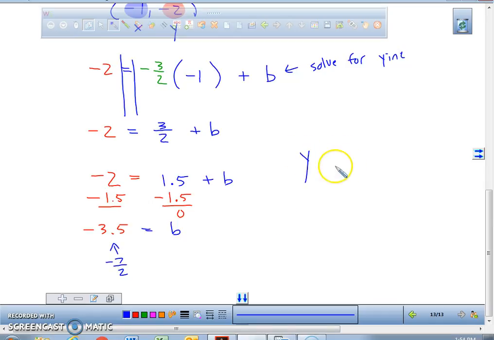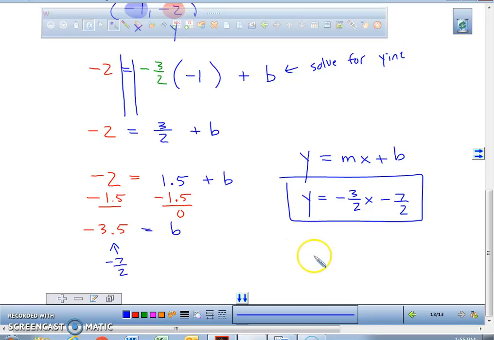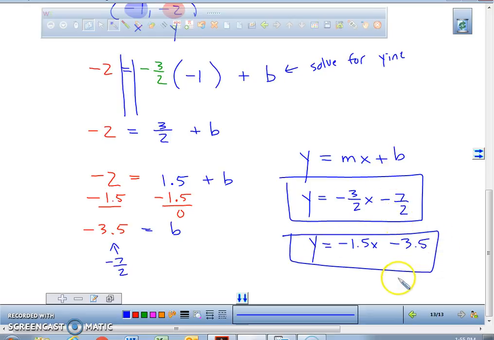So if I have y equals mx plus b, what was our final slope? It was negative 3 over 2. What was our final y-intercept? Negative 3.5 or negative 7 over 2. There's your answer as a fraction. Here is your answer as a decimal. Okay? So either way, if you put things as an improper fraction or put things as a decimal, they are both correct. They just are different forms. You have to know how to change things back and forth. Okay? That's something that you need to get better at.